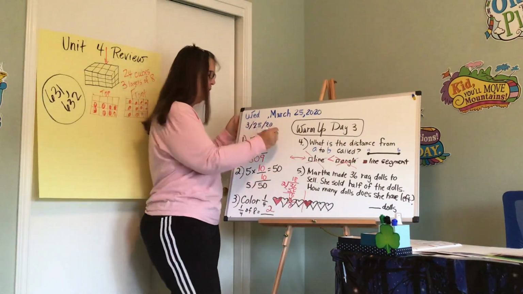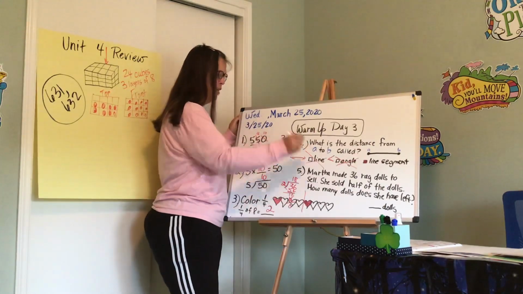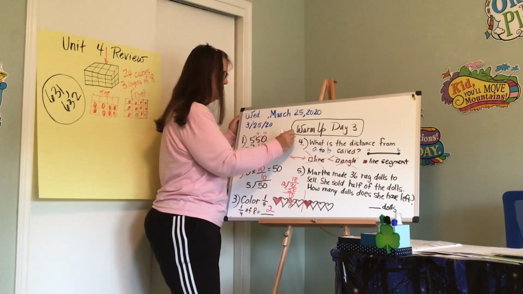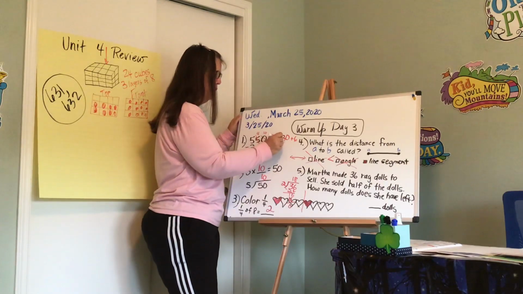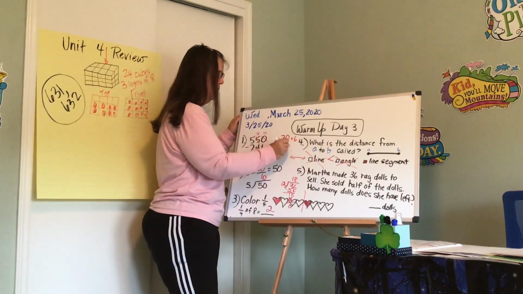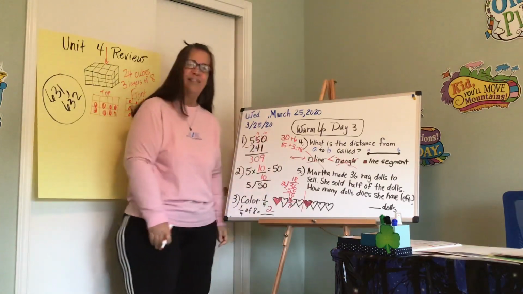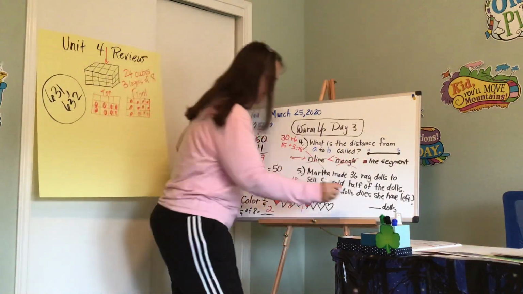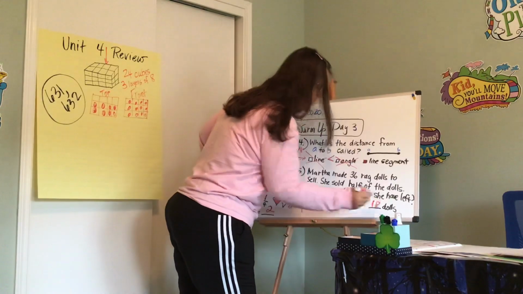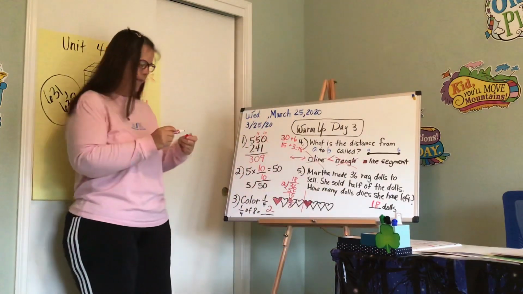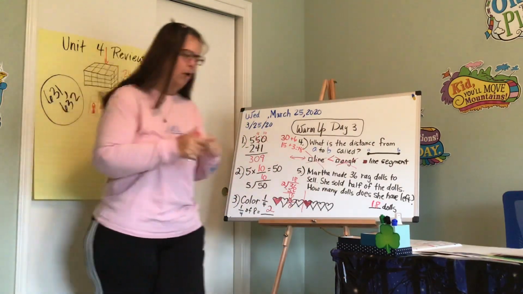Or what if you did this? You know 36 is 30 plus 6, right? We know half of 30 is 15, and half of 6 is 3, 18. See, lots of ways to figure out the same answer. Okay, 18 dolls. Very good. All right, that makes it the end of our warm-up.